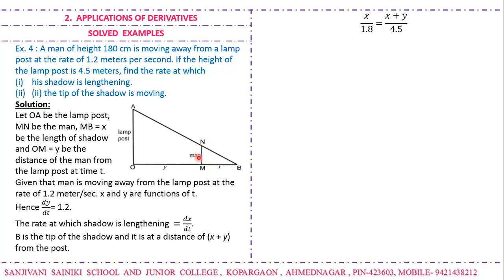That is 1.8 meter. This is 4.5 meter, this is 1.8 meter. So x upon 1.8 is the same as x plus y upon 4.5. This is the result from geometry. So cross multiply and simplify, you will get 20x is equal to 80y, that is x is equal to 2 by 3 y.